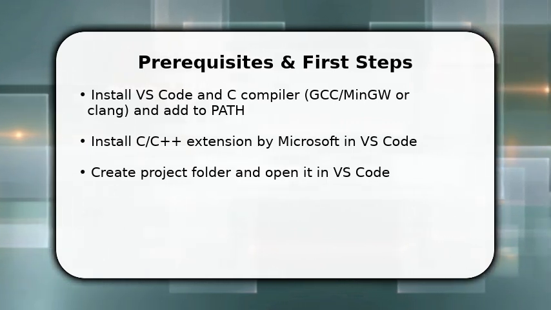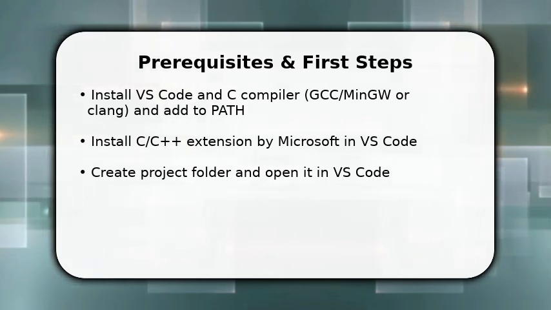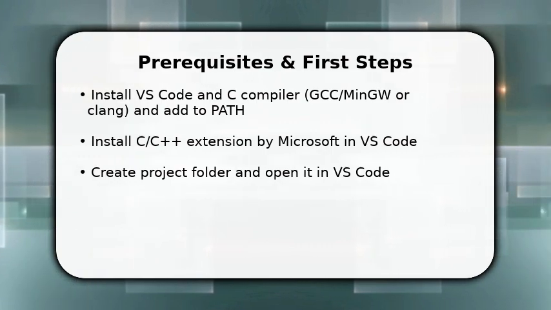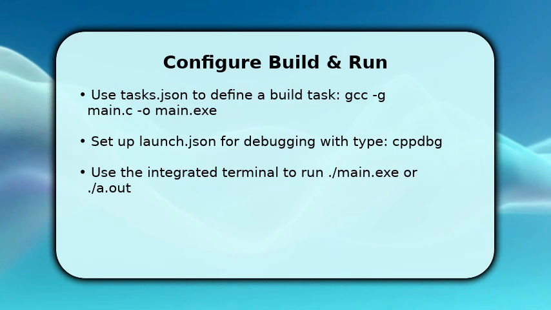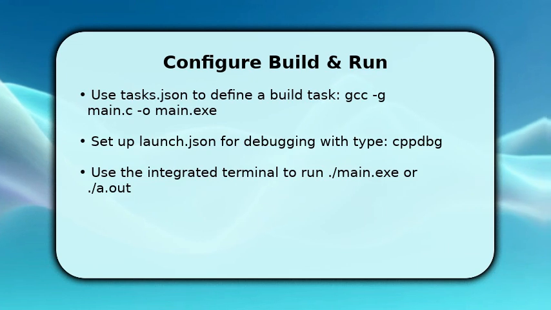You will now configure VS Code to build and debug. Create a tasks.json that runs gcc -g main.c -o main.exe and triggers on Control+Shift+B. This compiles with debug symbols.